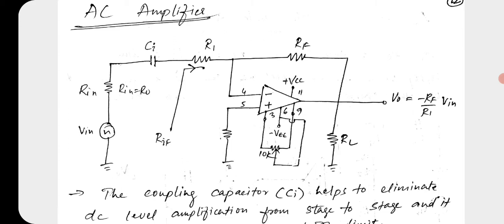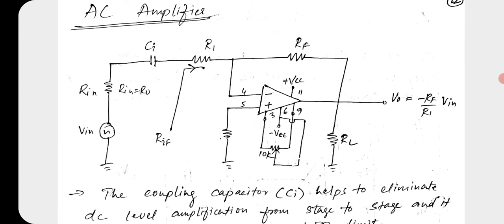Whereas AC, what happens? In every cycle the polarity of AC keeps changing. So we can say that AC is passed by the capacitor. AC is allowed by the coupling capacitor. Only DC will be blocked. This is how we say DC is blocked by the capacitor and AC is passed by the capacitor. Now only AC will be passed, and that AC will be taken by the operational amplifier, amplified depending on the feedback gain, and the output will be given.